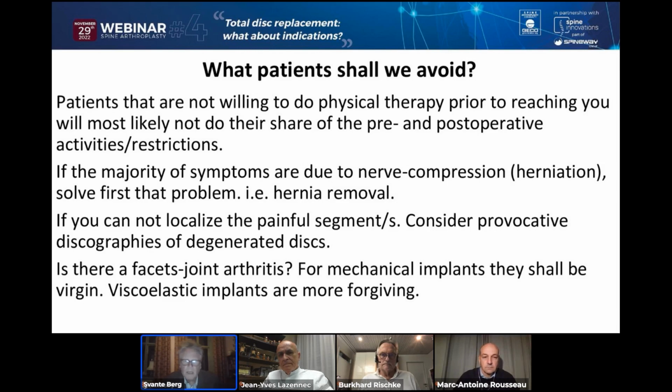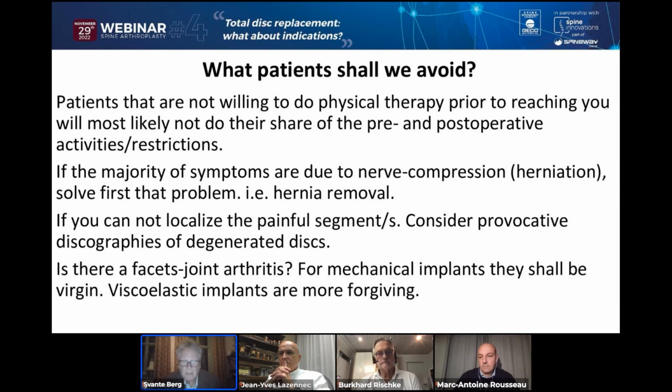If we cannot localize the painful segments, we have a problem. When I'm in doubt, I use provocative discographies of degenerated discs. We all know that discography in itself can induce degeneration, but if we use it on already degenerated discs, that is not an ethical problem. Because we need to know, if they have 5 degenerated segments in the lumbar spine, which of these segments are the ones producing the pain. We don't operate on the MRI scan.